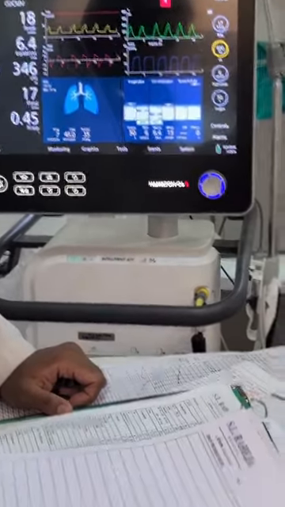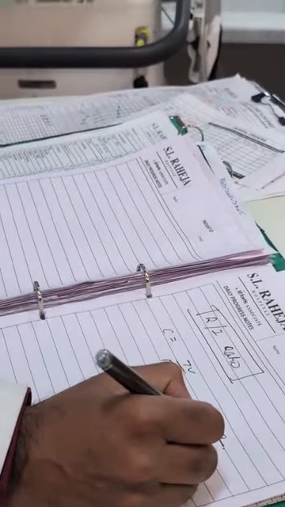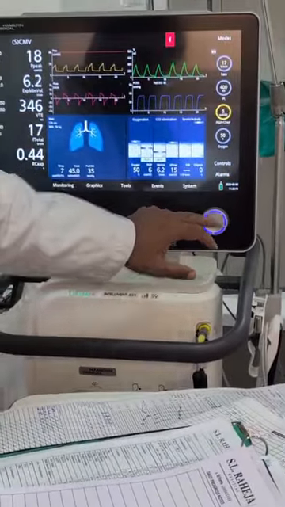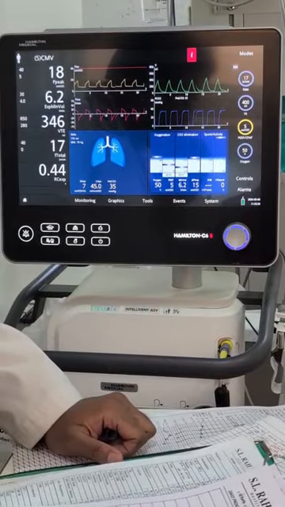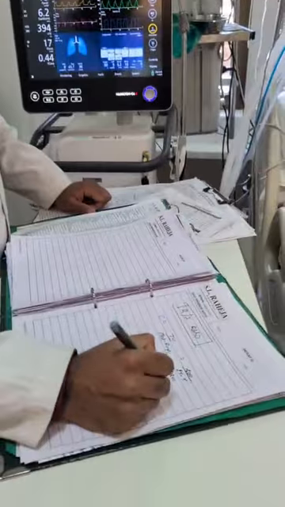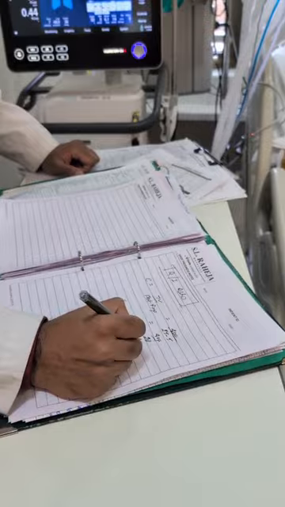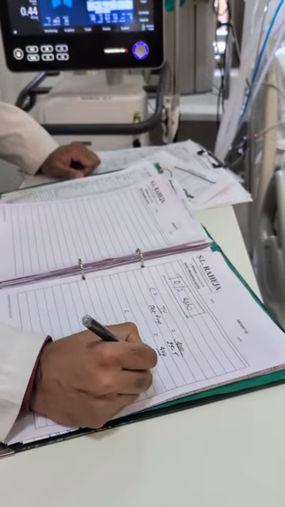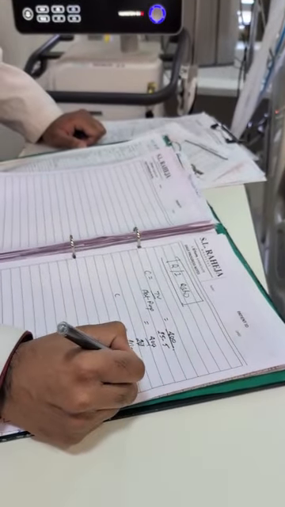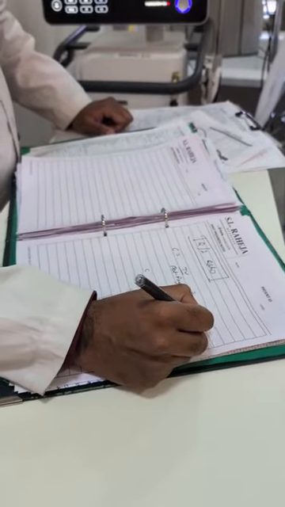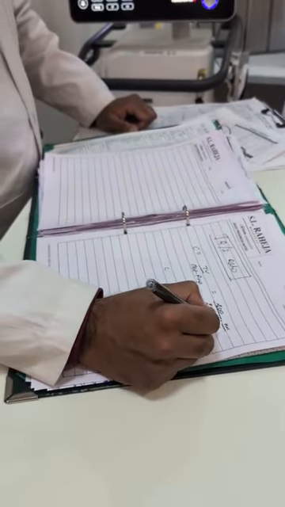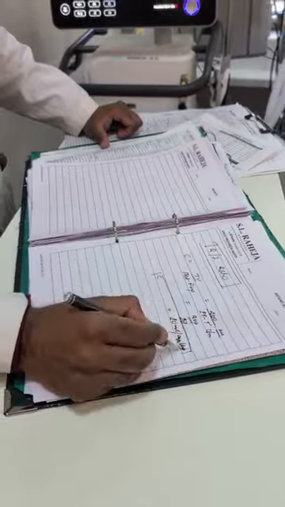So 25 minus 5, let's take the PEEP as 5 just for the sake of simplicity again. So you have 400 divided by 20. So the compliance that this patient has is 20 ml per centimeter of water. This is the first thing. Clear on this? Yes.